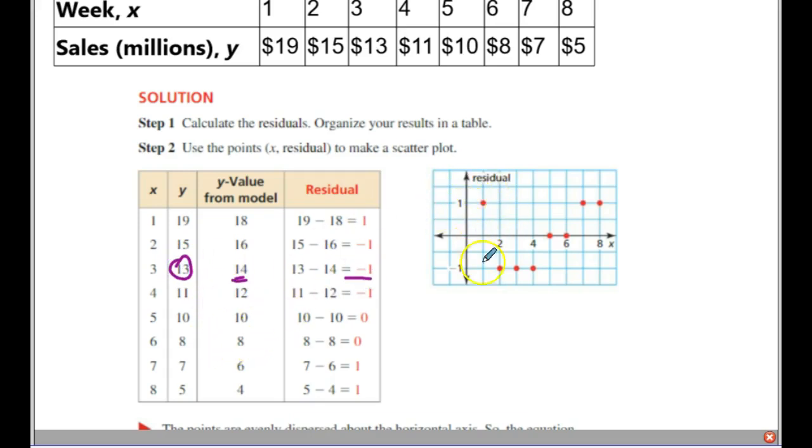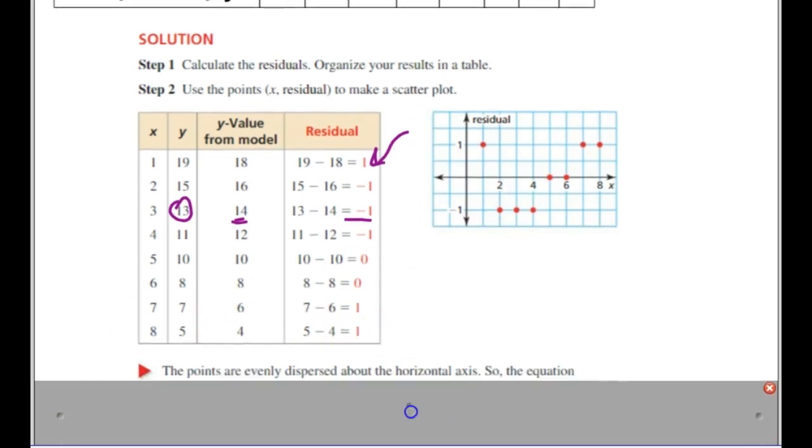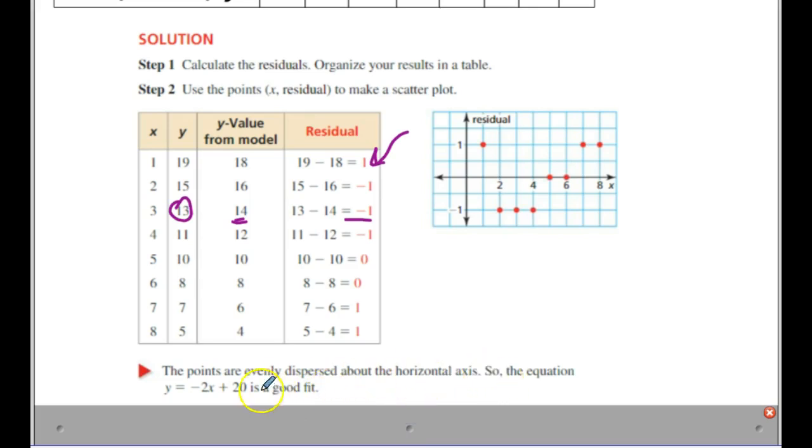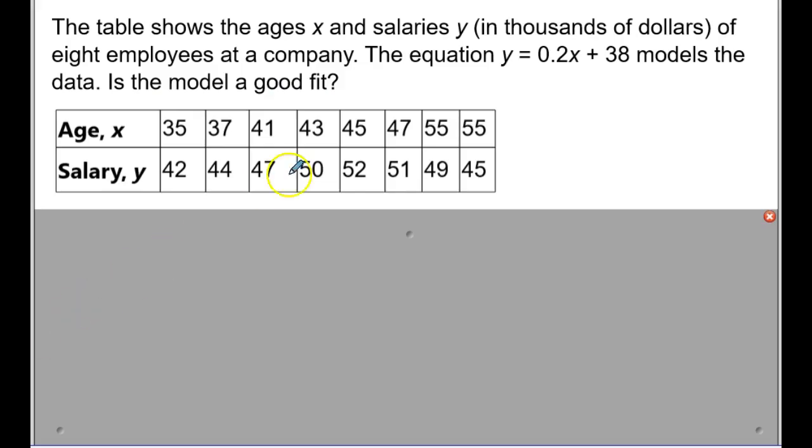Then I plot those points on a graph, the residual points. So this first one was a positive 1, this next one was a negative 1, then a negative 1. And we can see that they're scattered around. There's a couple right on the x-axis, which means they were exactly the same. There's a couple above and a couple below. Since they are spread out fairly evenly, that tells me that yes, that line is a good fit. So let's look at another example.